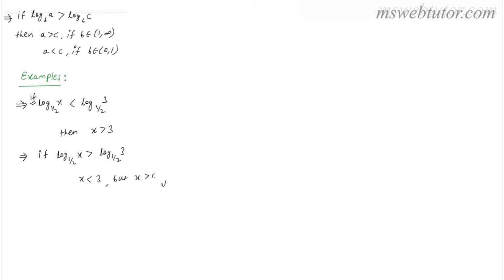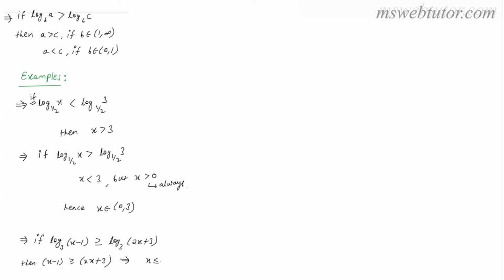And we know that the argument cannot be negative. It is always greater than 0. Hence the overall solution will be x from 0 to 3. If log of x minus 1 is greater than or equal to 2x plus 3, here the base is 3 which is greater than 1, hence the inequality will not be reversed here. So x minus 1 will be greater than or equal to 2x plus 3 and we get x less than or equal to minus 4.